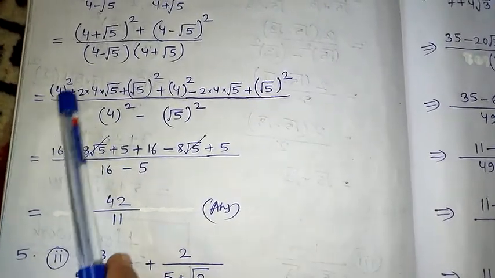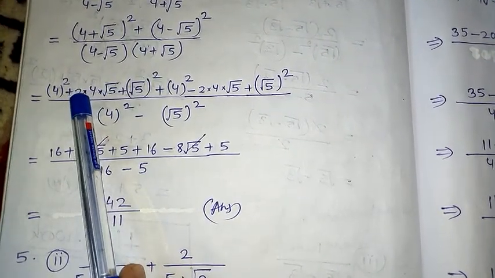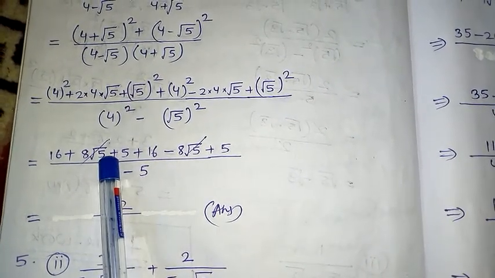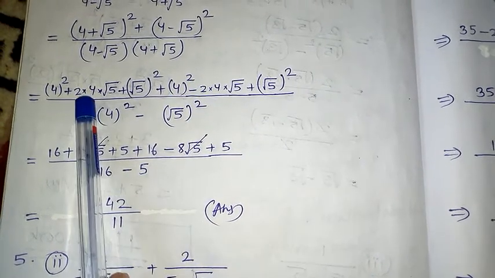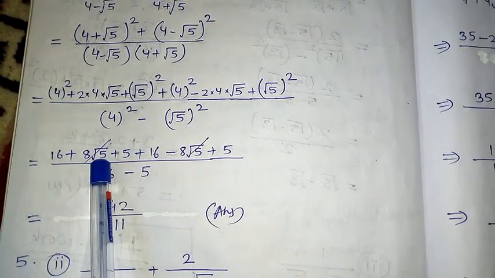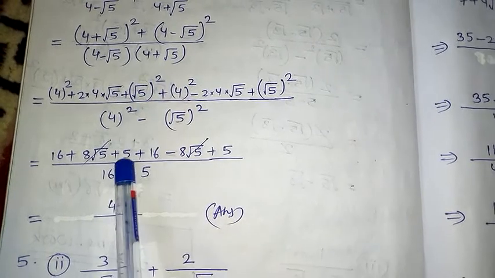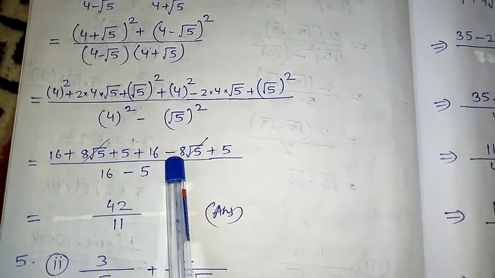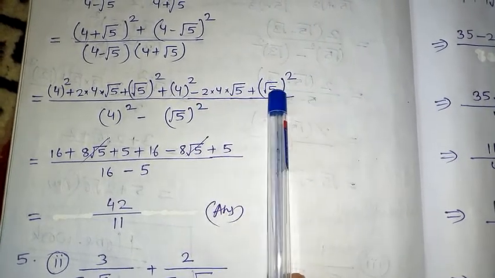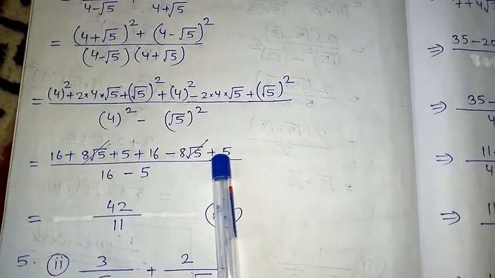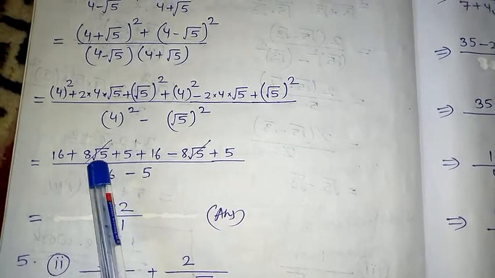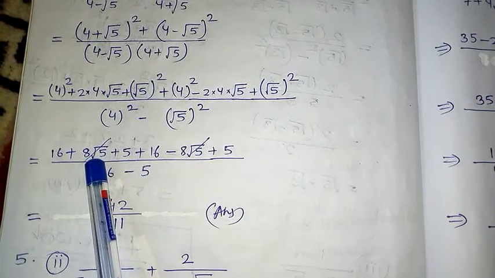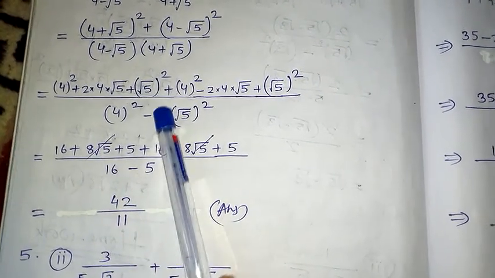Now 4 square is 16, plus 2 fours are 8, 8 into root 5 is 8 root 5. Like 8 into x is 8x, similarly 8 into root 5 is 8 root 5. Plus root 5 square means 5. Plus 4 square is 16. Here the same thing, minus 8 root 5, and root 5 square means only 5. In this, one is plus 8 root 5 and the other is minus 8 root 5. Like minus 8x plus 8x we cancel, similarly we cancel here also.